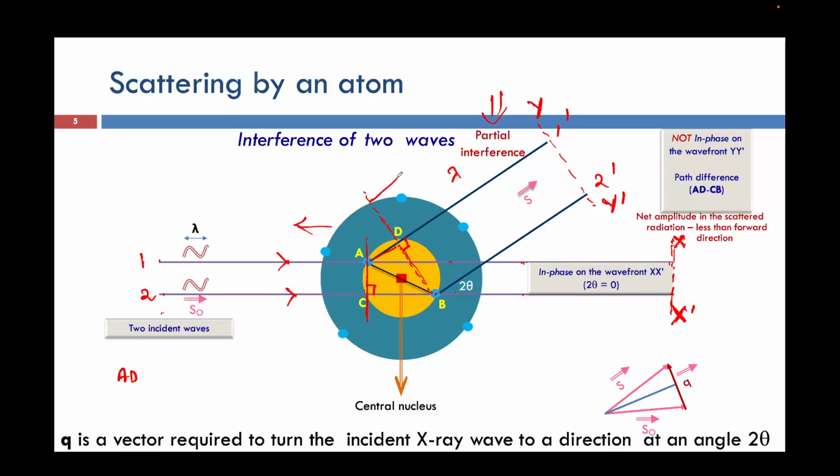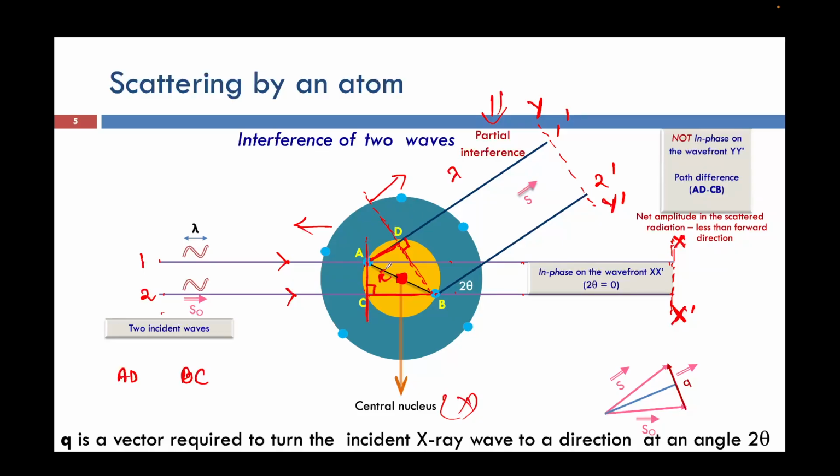Similarly, after BD, both of my waves are traveling the same distance. So whatever extra distance I have to calculate is BC and AD. Right? One is BC, another one is AD. And this is the central nucleus, which does not give us any interference or any intensity because of its heavy mass. So here this is the nucleus.